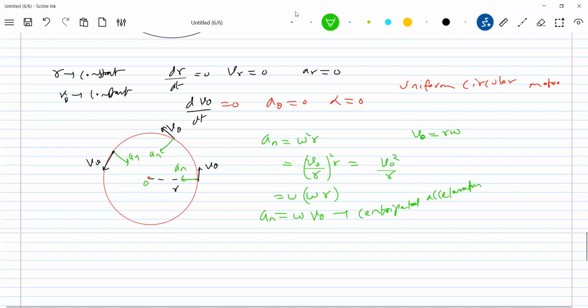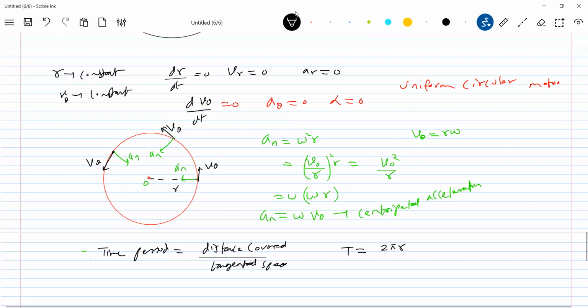Uniform circular motion. What about the time period? What is the time period? We define the time period as the distance covered divided by the tangential speed. So T is equal to the distance covered in one revolution, 2 pi r, divided by the tangential speed. Like this, we can now define the time period here.